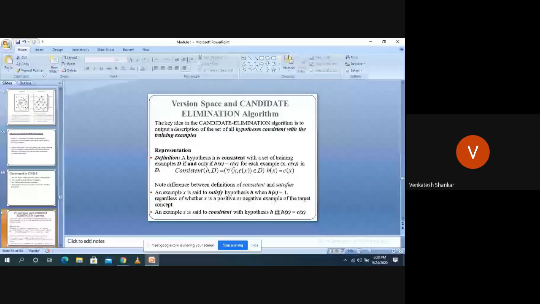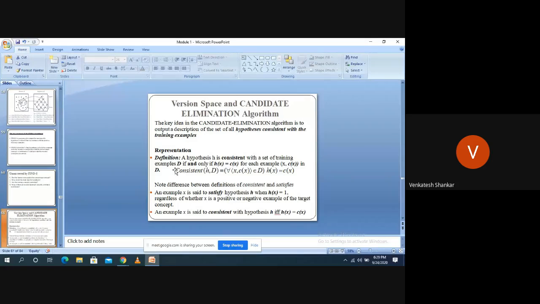Sorry, the target value. So here we can represent H of X is equal to C of X. Here in the candidate elimination algorithm, one more thing we are defining is D. D means a set of training examples.